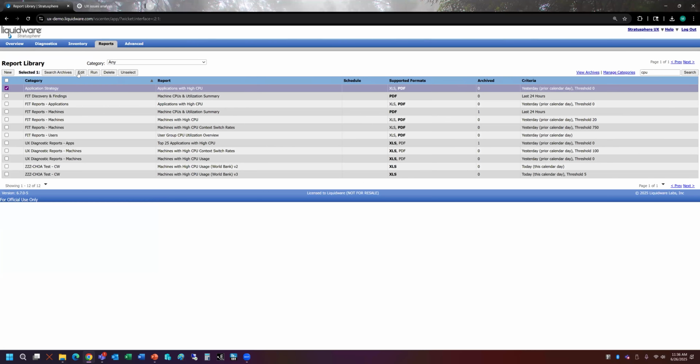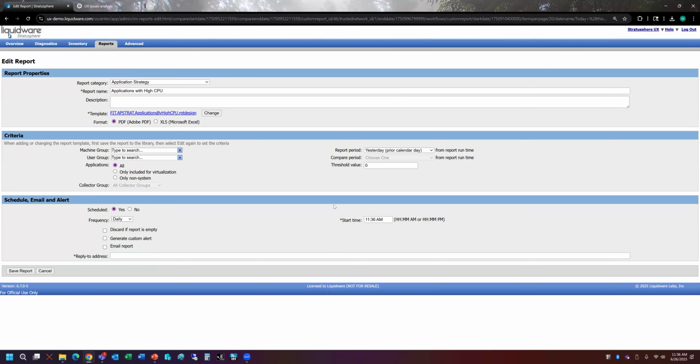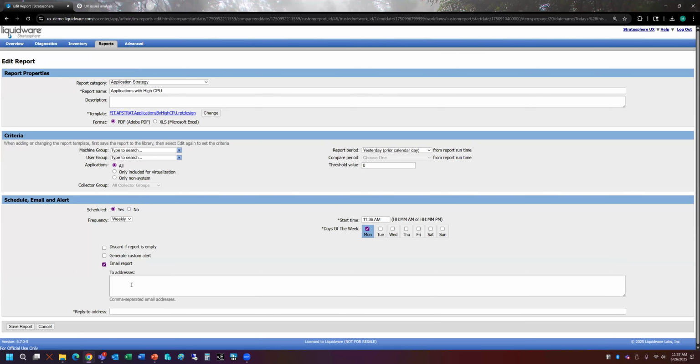And the only thing I have to do is click this little button here that says edit and tell it, yes, scheduled, and I want to run this daily, hourly, weekly, monthly, for whatever time that I want. And I want to email it to matt.boyajian@liquidware.com, and no reply is no reply. And now every single week, every single day, whenever it's important to me, I have Stratosphere data in my inbox.